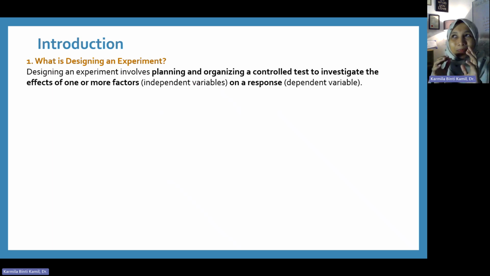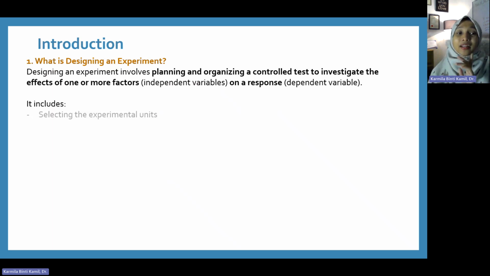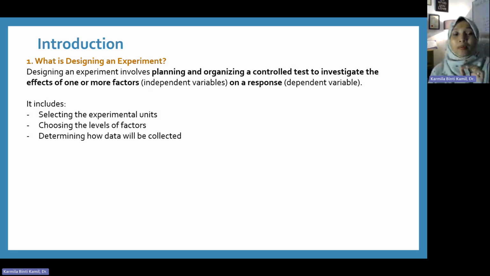Okay, we have run many experiments since primary school, right? And I believe that every one of us understands what an experiment is. Okay, an experiment includes selecting the experimental units, choosing the levels of factors, determining how data will be collected, and we will decide how the result will be analyzed. So here, ANOVA is one of the methods that we can use to analyze the result.